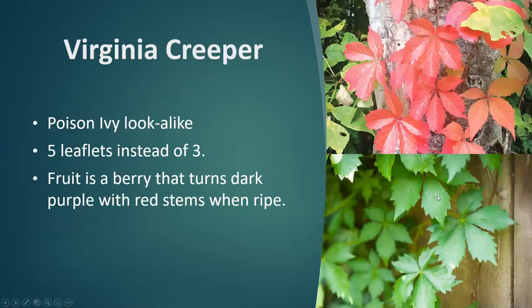And so this is another one that many people get confused with poison ivy. So it's kind of a look-alike. This is Virginia creeper. It grows in the same habitats, but remember, it doesn't have three leaves. Poison ivy has this tendency to become very red in the fall, and Virginia creeper follows that exact same trend. So a lot of people get these confused.